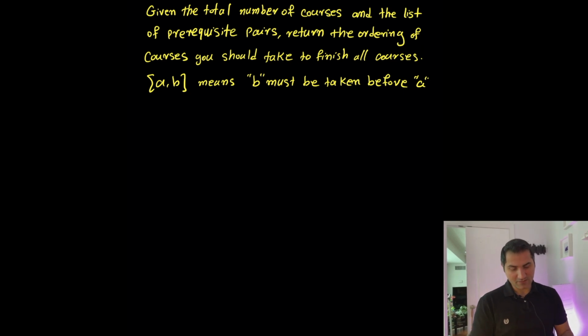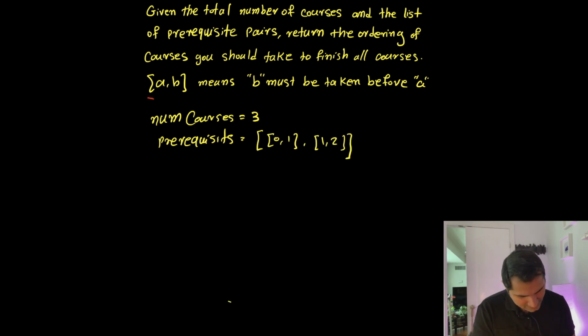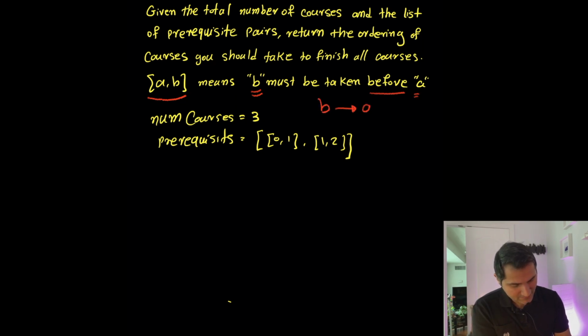Given the total number of courses and the list of prerequisites, return the ordering of courses you should take to finish all courses. For example, let's assume that we have 3 courses and the list of prerequisites is this. Based on the problem description, the pair A and B means course B must be taken before course A. So basically we have to take course B and then course A. Now, in this example with 3 courses, course 1 has to be taken before course 0, and course 2 has to be taken before course 1.